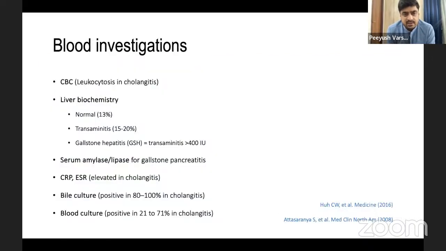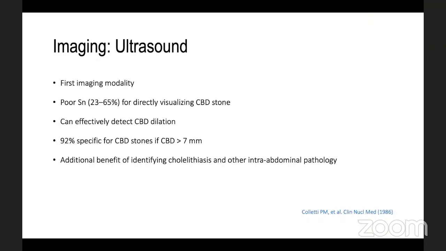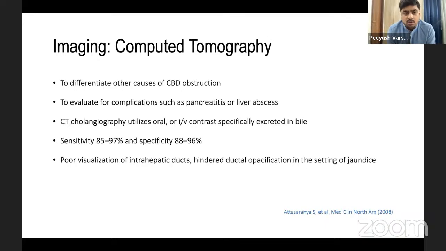These are the blood investigations routinely done before any procedure for a patient with CBD stones. That includes CBC, liver function test, amylase and lipase to rule out pancreatitis, and CRP. Bile and blood cultures are usually sent if the patient has cholangitis. As already discussed, ultrasound is the first investigation. It has poor sensitivity and specificity, but it can give a roadmap depicting IHBRD as well as the level of block. CT scan has specific indications, if we are suspecting any malignancy or a complication of CBD stones like pancreatitis or any abscess.